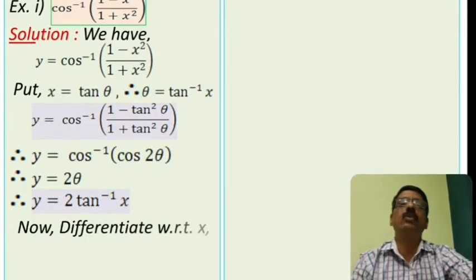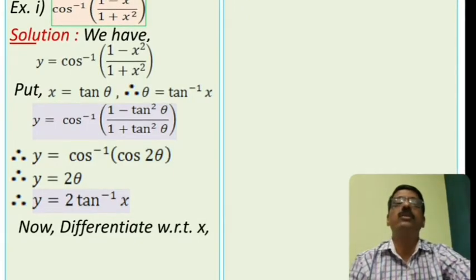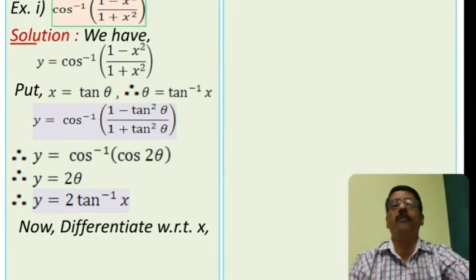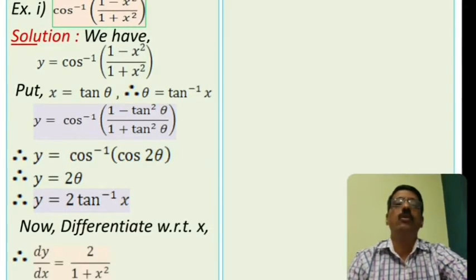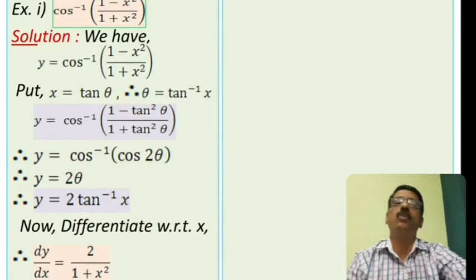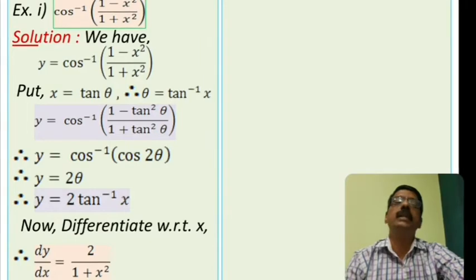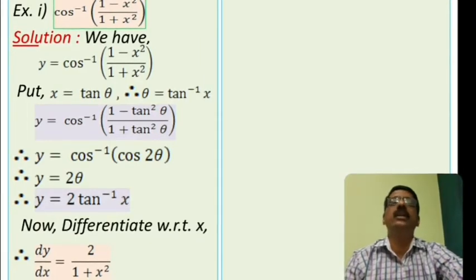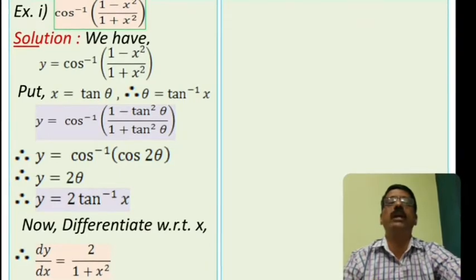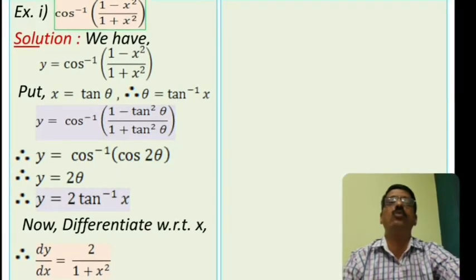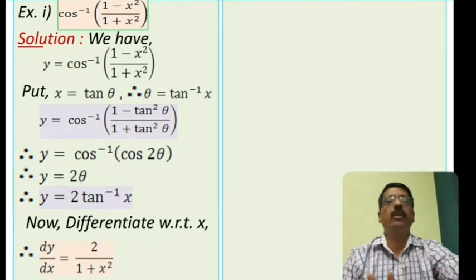Now differentiate the given function with respect to x, because we have to convert the given function into the simplest form. Therefore dy/dx, only applying the formula of tan inverse of x, equals 2/(1 + x²), and that is the derivative of the given function, cos inverse of (1 - x²)/(1 + x²). Okay, do you understand?